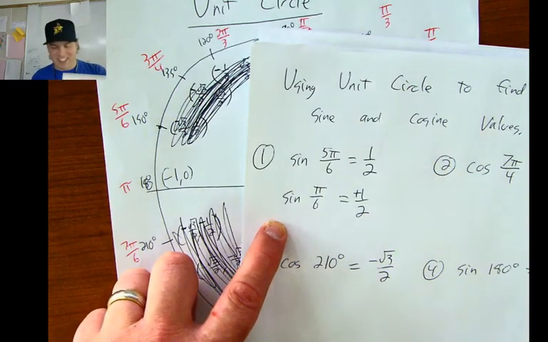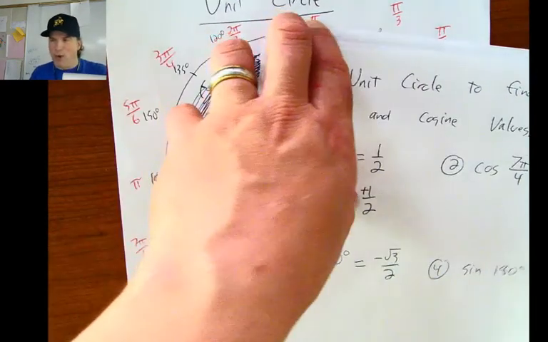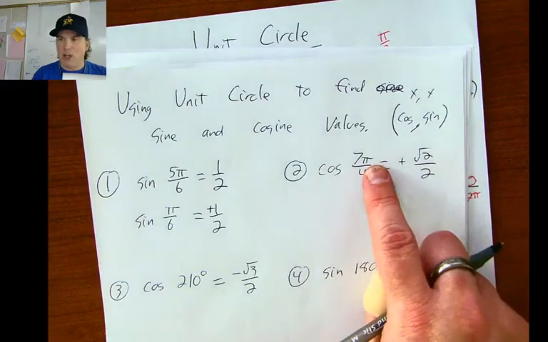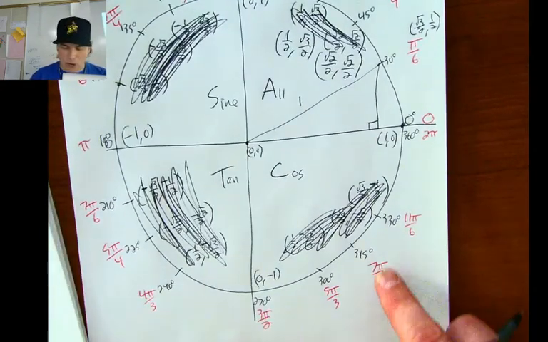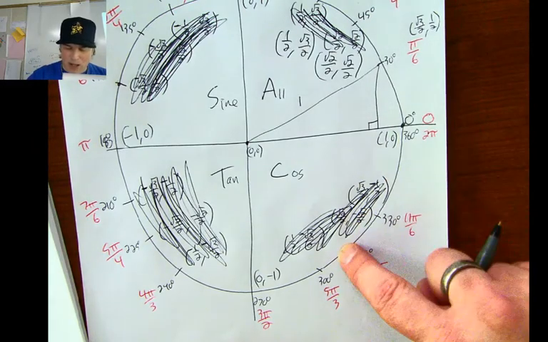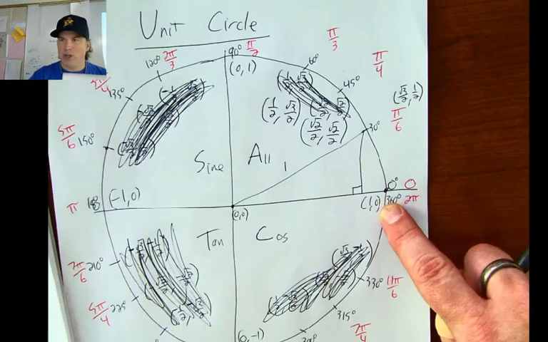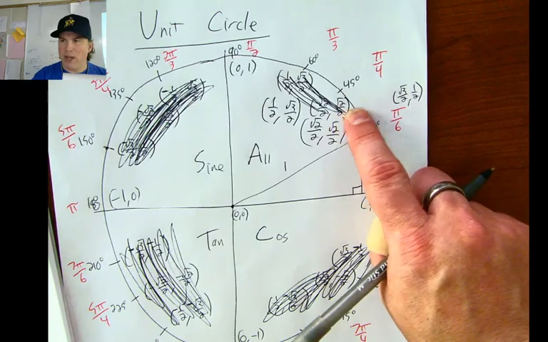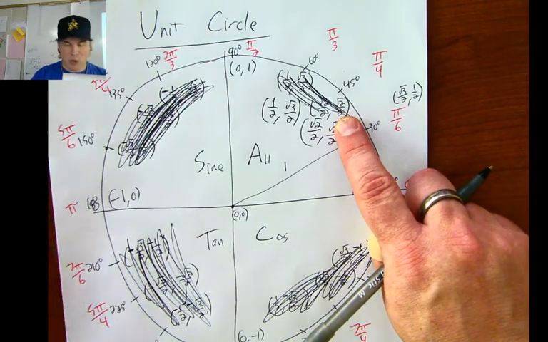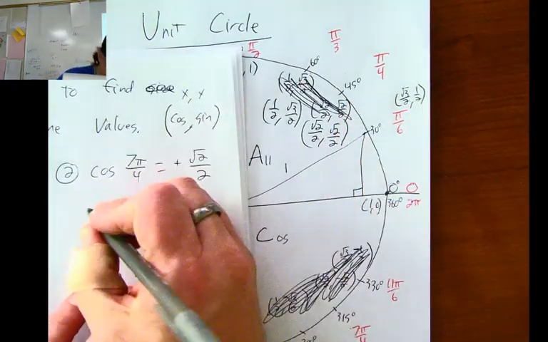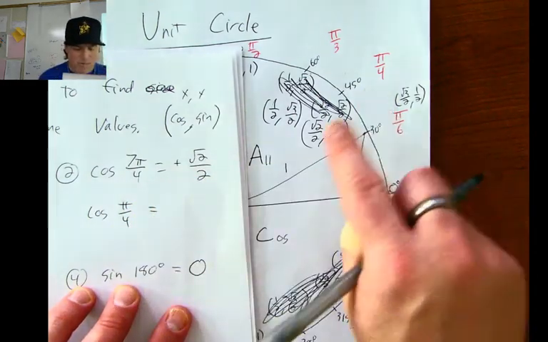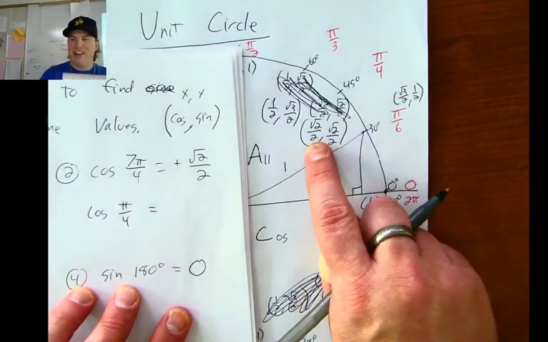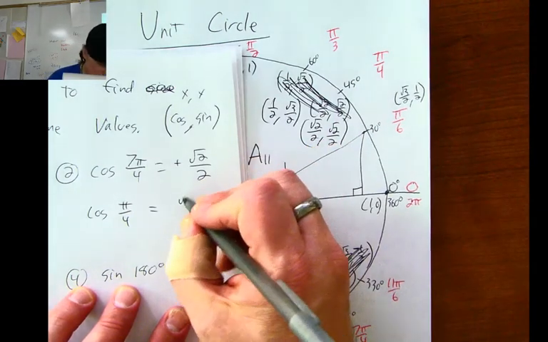Reference angles. All right, number 2, if I was using reference angles, cosine 7 pi over 4. If I think about 7 pi over 4, that's a reference angle of pi over 4. So if I go to pi over 4 right here, and once again it was cosine, that means this is equal to cosine of pi over 4. Or pi over 4 is right here. That x-coordinate's positive root 2 over 2.